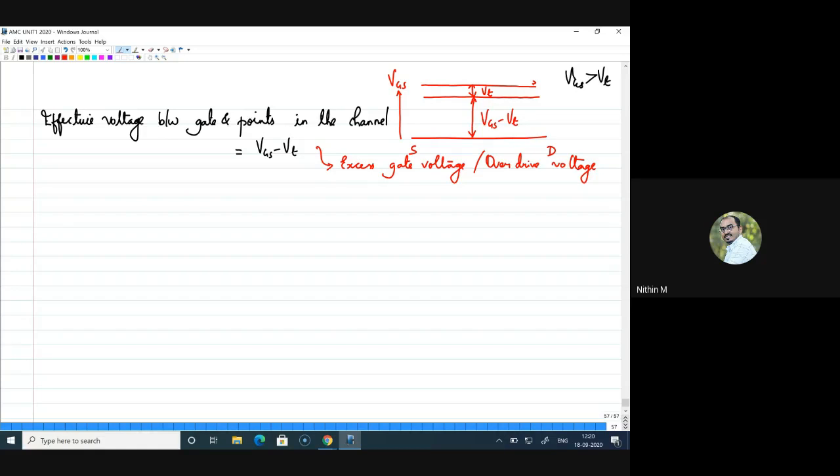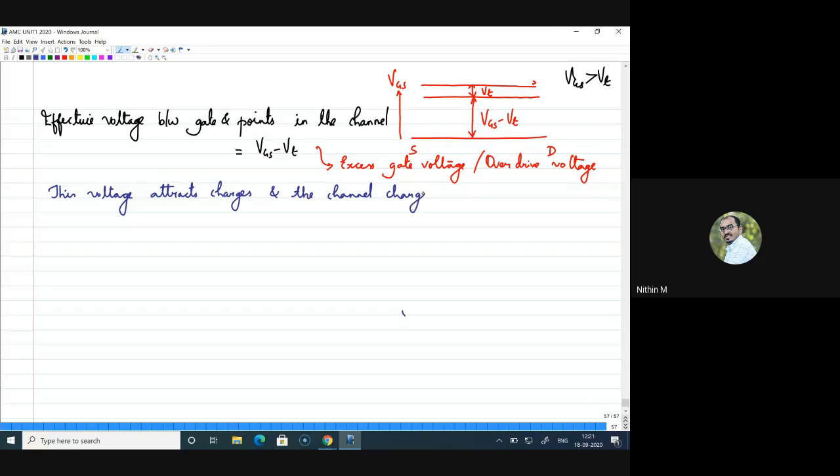Right. So the effective voltage between gate and points in the channel is nothing but VGS minus VT. Now, if this is the voltage, definitely this voltage will attract some charges. Right. Now I will write. So this voltage attracts charges, and the channel charges can be expressed mathematically.